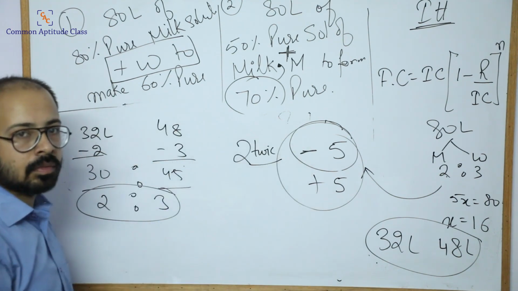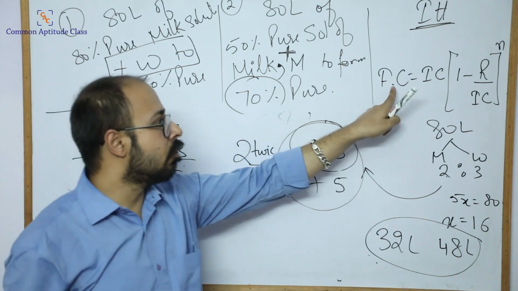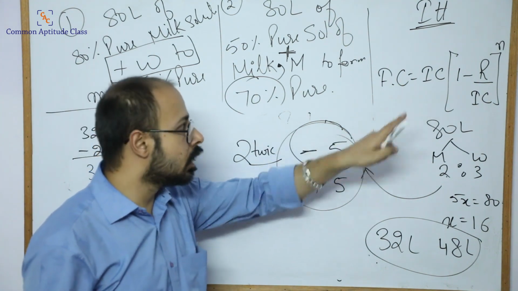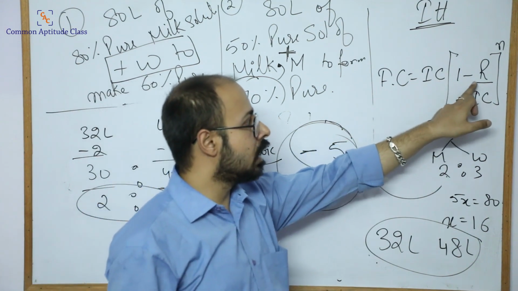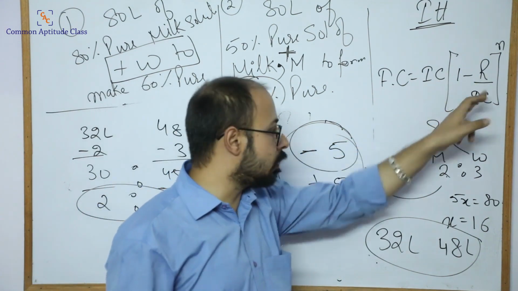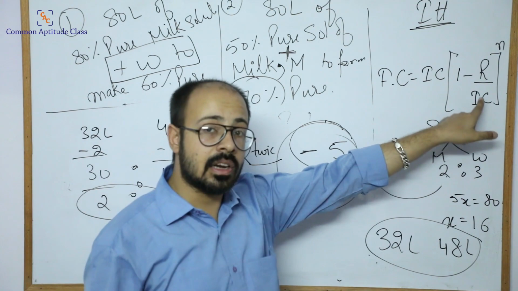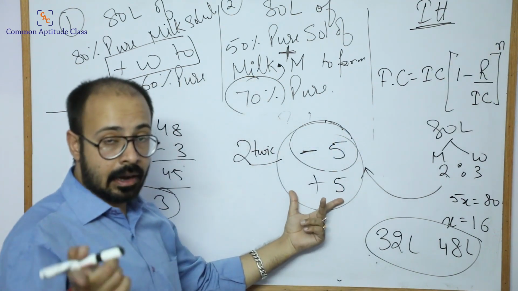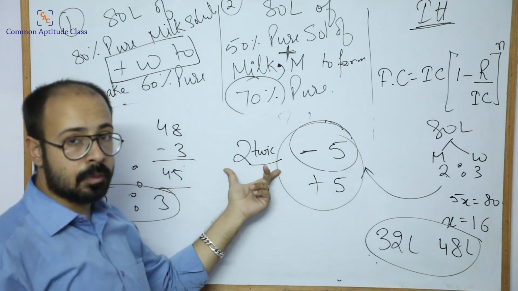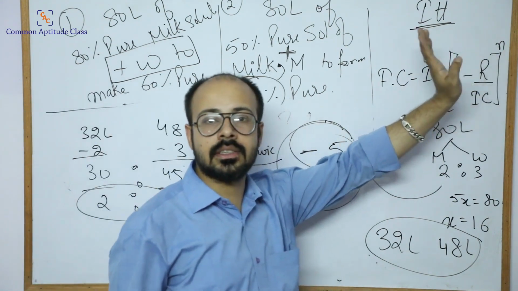This will become lengthy. If I put the value directly, the final concentration is to be found out. Initial concentration 80, times 1 minus what is the removal and replacement? 5, out of the initial 80, to the power 3 times. They told one, and after doing that they said they will do it twice more. So power 3, it is done.